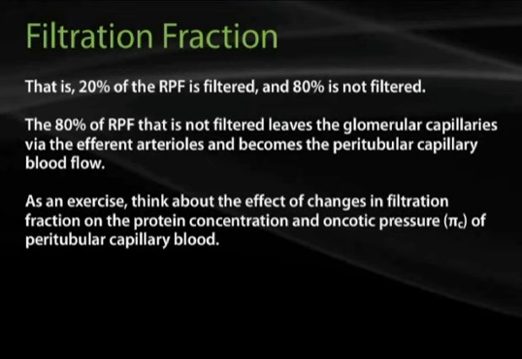20% thus of renal plasma flow is filtered and 80% is not filtered. The 80% of renal plasma flow that is not filtered leaves the glomerular capillaries via the efferent arterioles and becomes the peritubular capillary blood flow. As an exercise, think about the effect of changes in filtration fraction on the protein concentration and oncotic pressure of peritubular capillary blood.